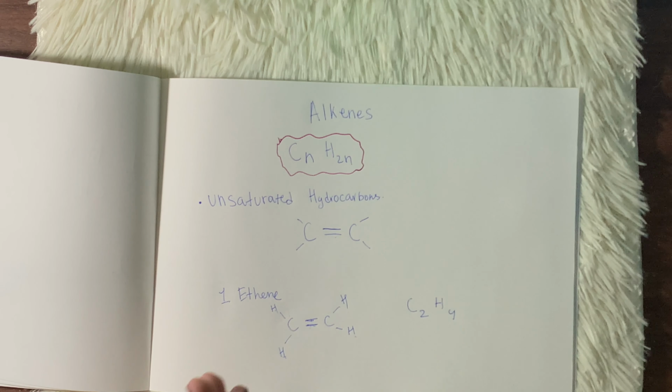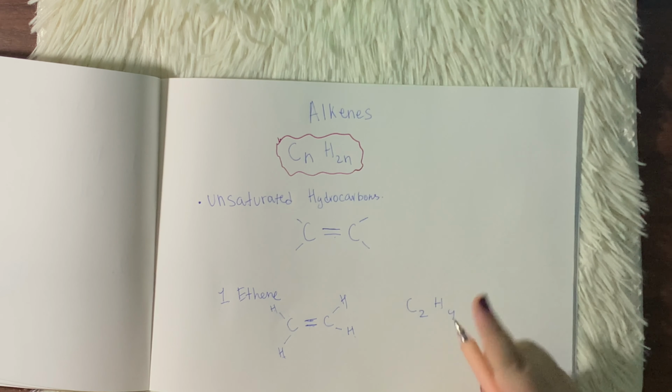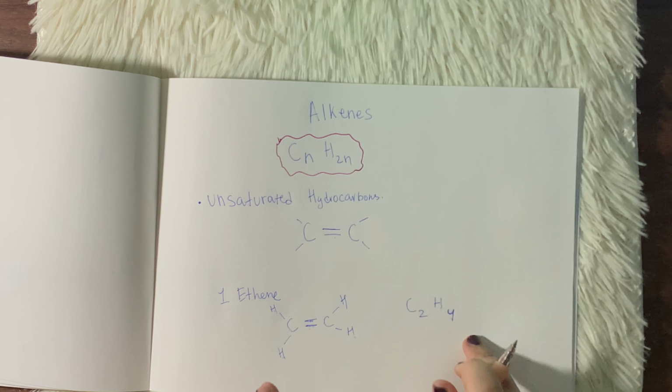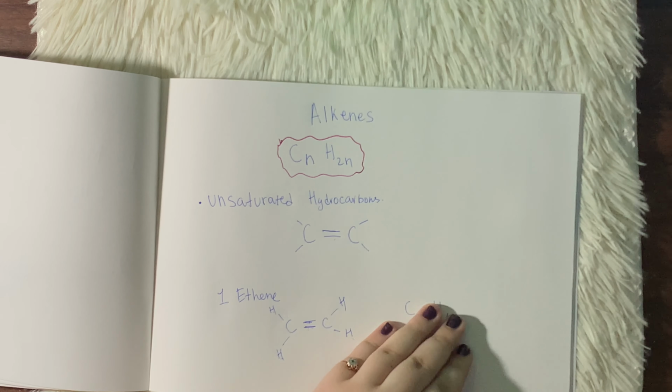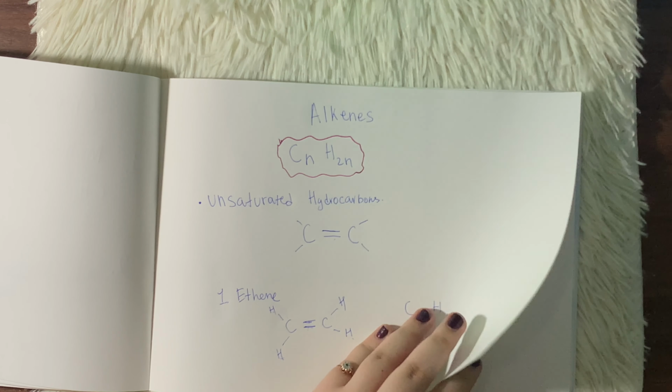So always remember, however many carbon atoms are present in alkenes, the hydrogen atoms are always double that amount. So if we have 4 carbon atoms, then we will have 8 hydrogen atoms. Always remember it is double. If we have 1 carbon atom, that means we have 2 hydrogen atoms, and so on.